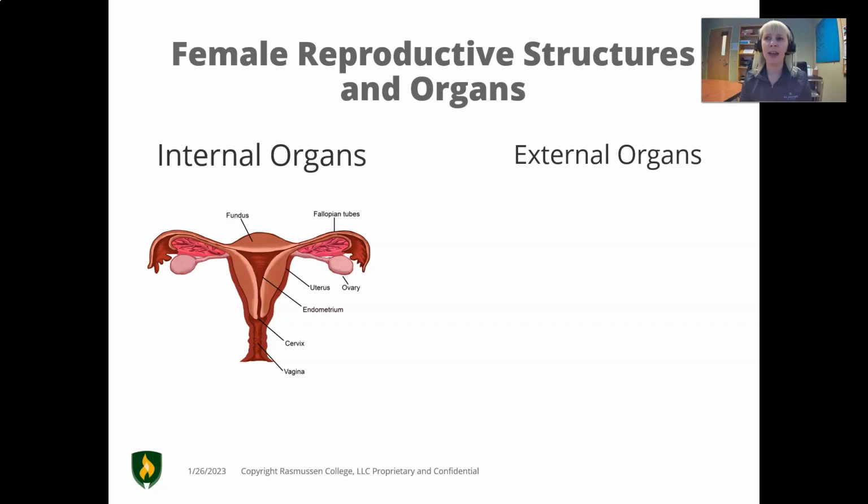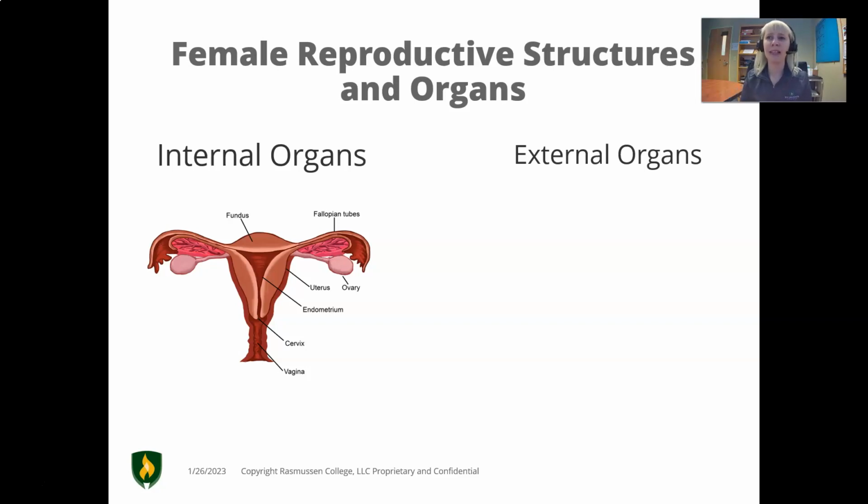Fallopian tubes are next, and these extend from the uterus and they surround the ovary, but they actually do not connect to the ovary. They will help to move the ovum or egg from the ovary to the uterus to be fertilized.